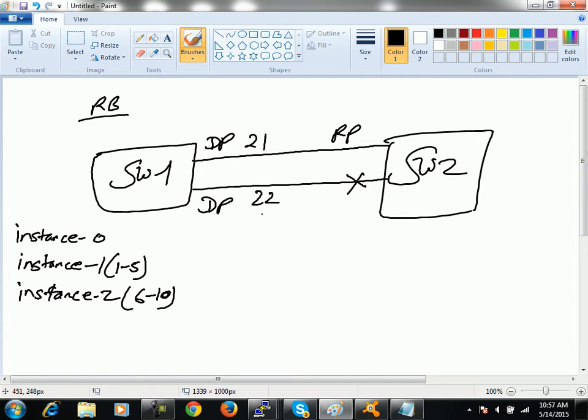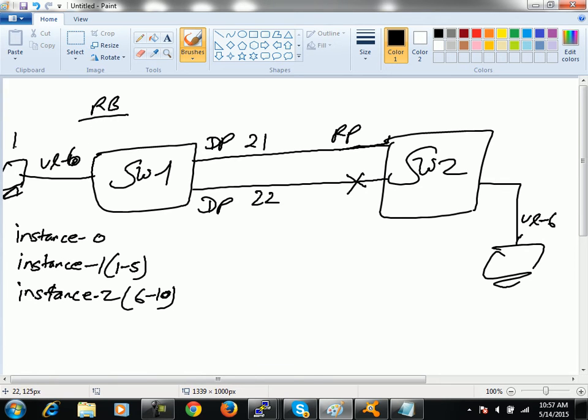So now I'm assuming that for both instances, instance 1 as well as instance 2, this 21 is working as the RP. Now I have a user in VLAN 6 here, and behind switch 2 also I have a user in VLAN 6. They have IP addresses from the same subnet, let's say 10.1.1 here, and here you have 10.1.2.